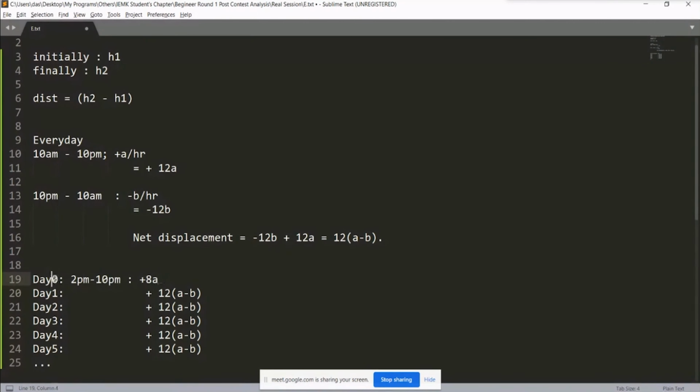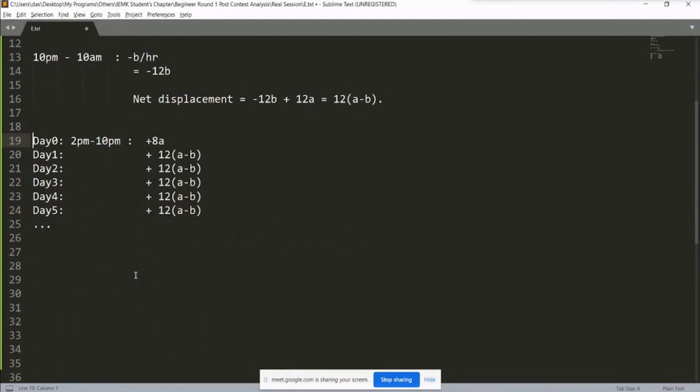Are we good till here? Any doubts you can ask me. This is the basic idea of the problem. I mean, this is what the problem states, that in day 0 it would climb by 8A, and after that every day it would gain 12A minus B unit, then again 12A minus B unit. That's it. Any confusion you can ask me, or else I will go ahead with the observation that's required. Okay, so there are no doubts, and I'm continuing.